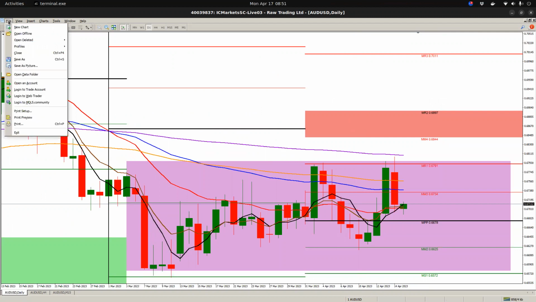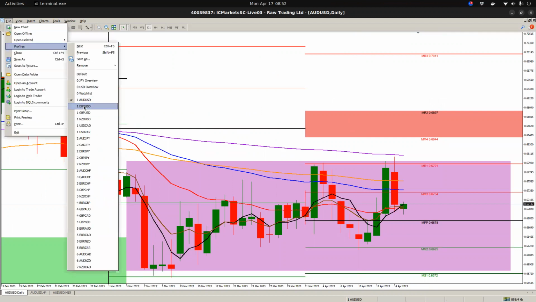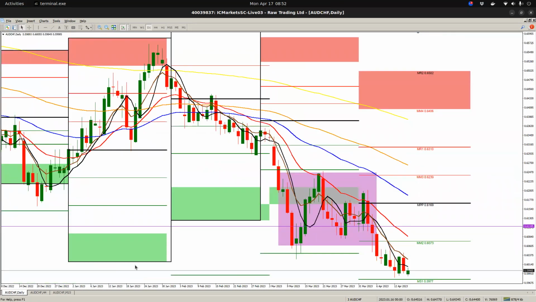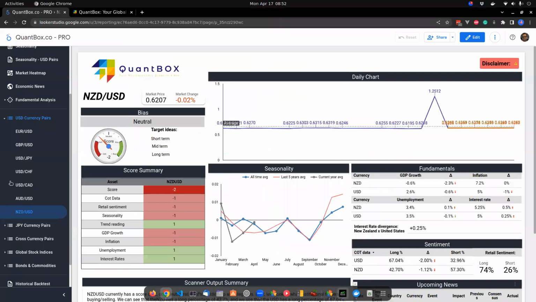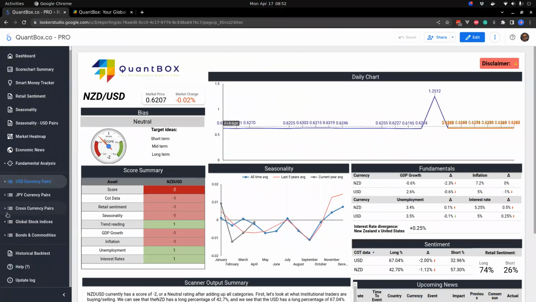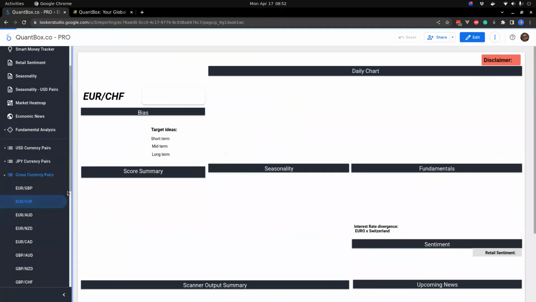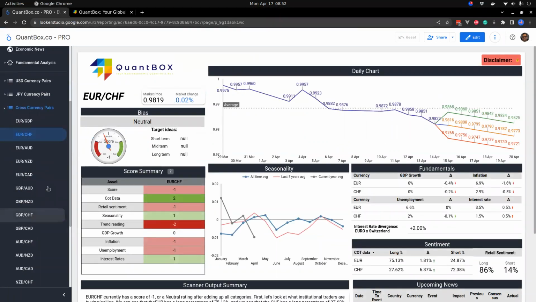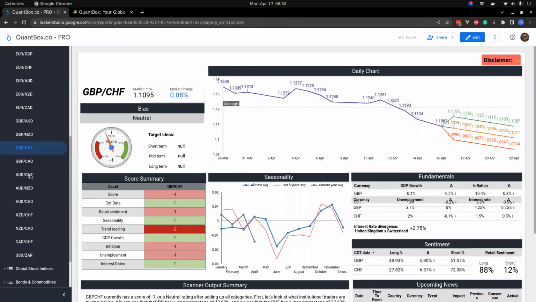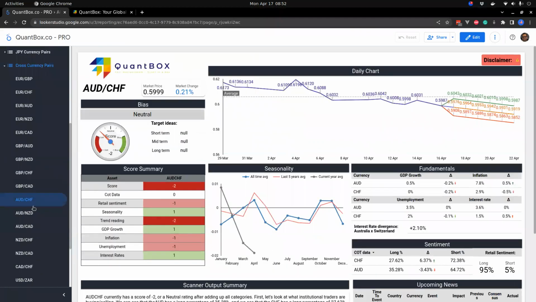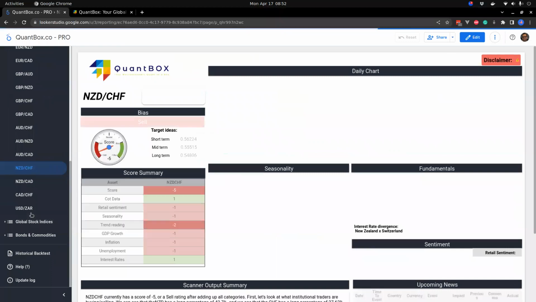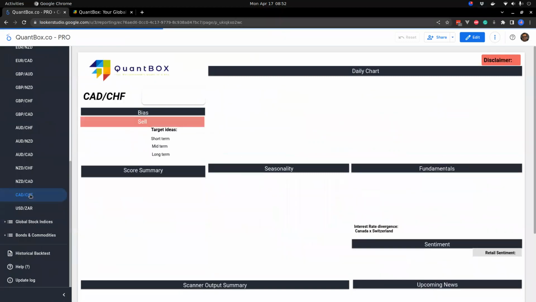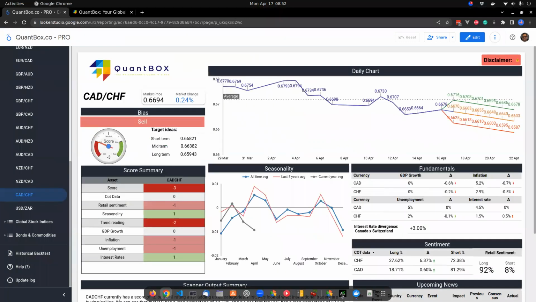Let's take a look and see if there's anything that we actually can trade. So the dollar pair is neutral. Yen pair is still bullish. How about the Swissies? Okay, Swissies, if we look at our bias on QuantBox. Euro Swissy, neutral. Pound Swissy, neutral. Aussie Swissy, neutral. Kiwi Swissy, sell. CAD Swissy, sell. So Kiwi Swissy and CAD Swissy sells.